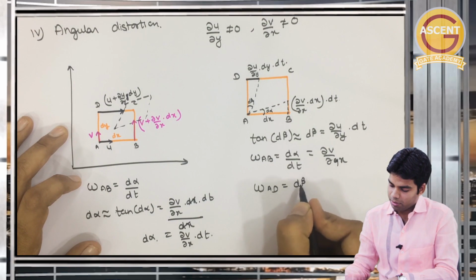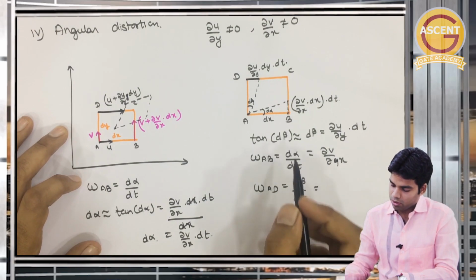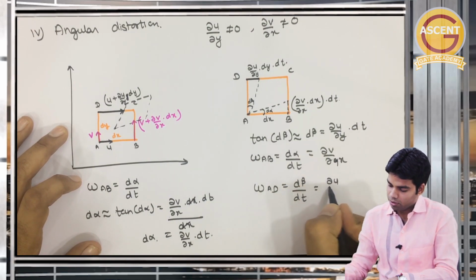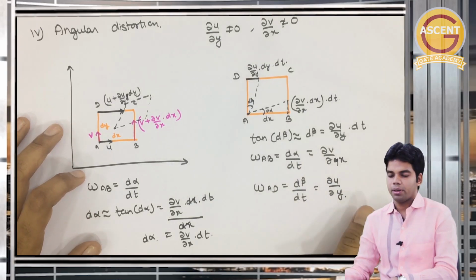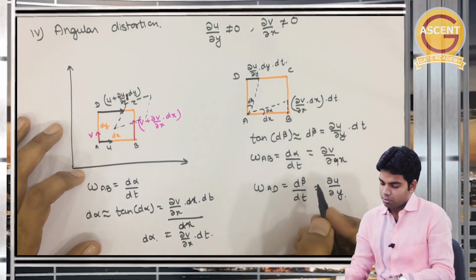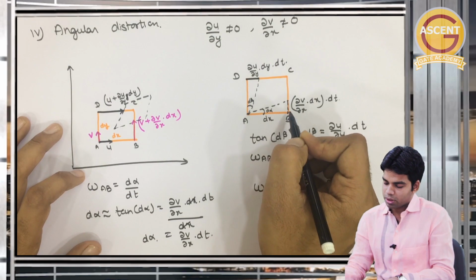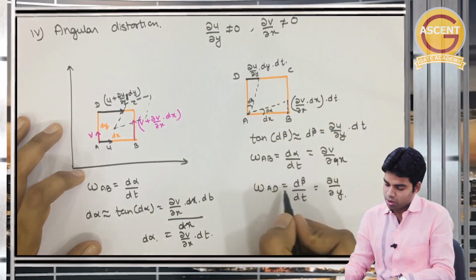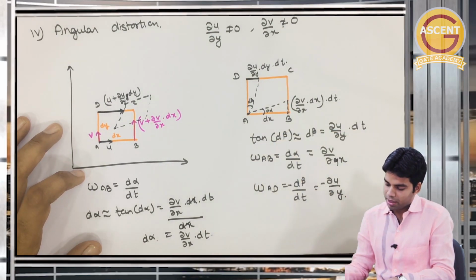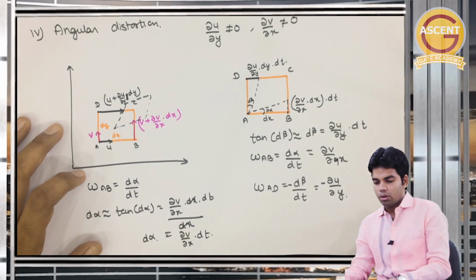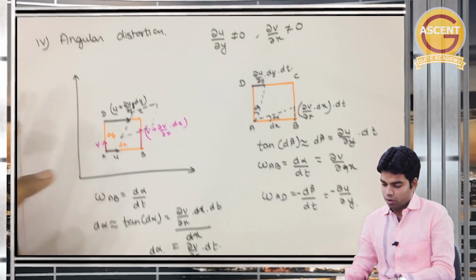This will be d beta by dt. Okay, so this d beta by dt will be equal to del u by del y. Getting this now? Okay, now this will be with negative sign because this is moving in opposite direction. If we are taking anti-clockwise as positive, so this will be negative, so this will be minus del u by del y. Okay, now the average angular velocity.